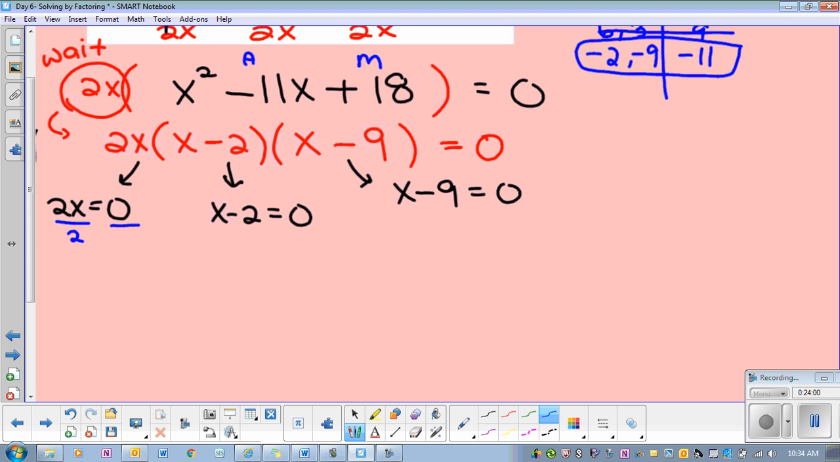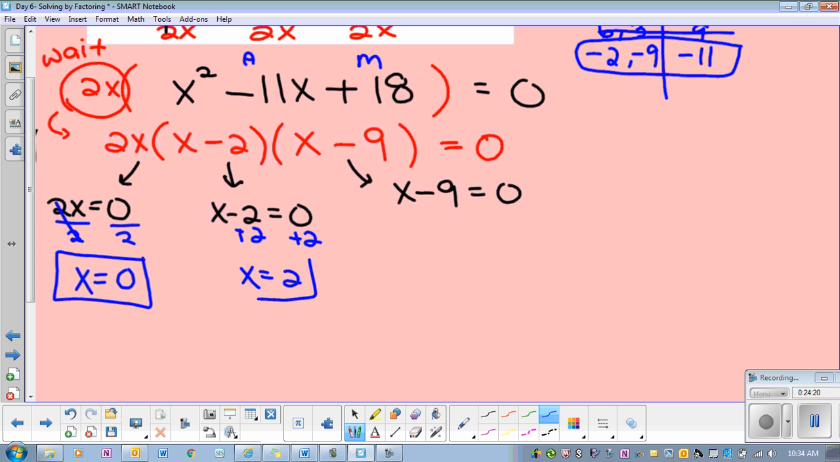This one I need to divide by 2. Guys, what is 0 divided by 2? 0. And then over here, I've got to add the 2. x equals 2. And then over here, add the 9. So x equals 9.